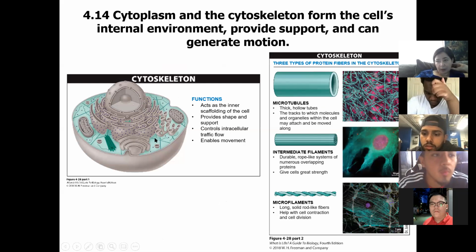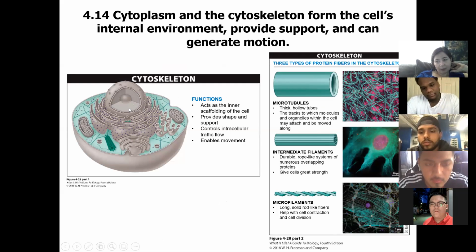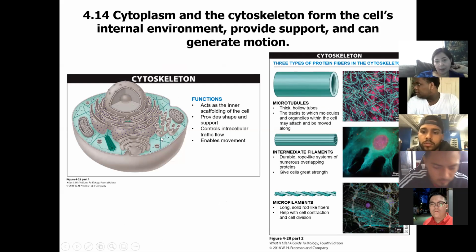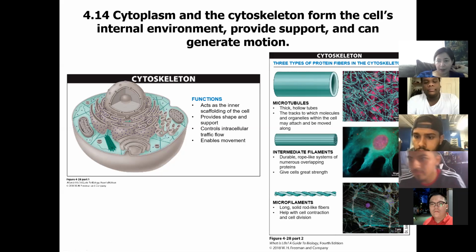The cell has its own internal frame. It's called the cytoskeleton. Like we have a skeleton made of bones, cells have a skeleton made of proteins. There are three types of proteins that make up the cytoskeleton. The largest one is called microtubules. They're like construction beams inside a cell. They also allow certain things to move, so they work like roads, like highways inside a cell.